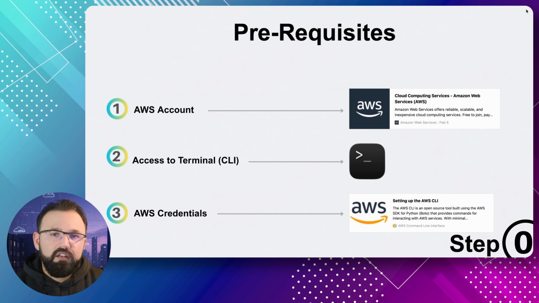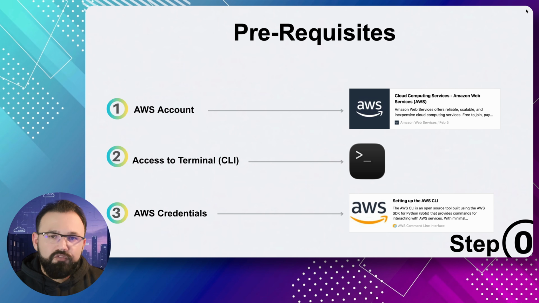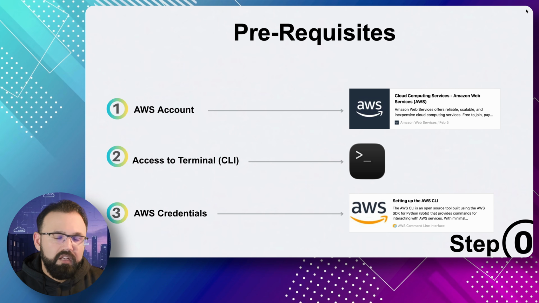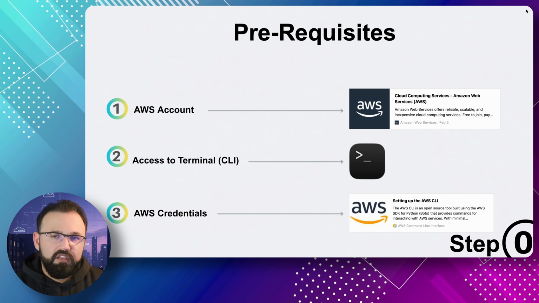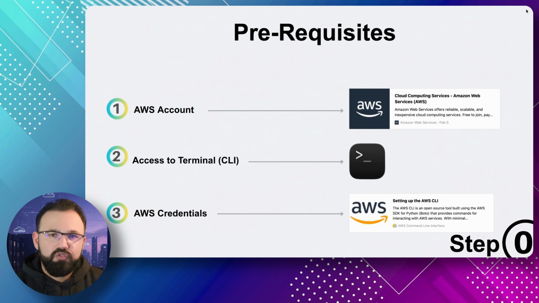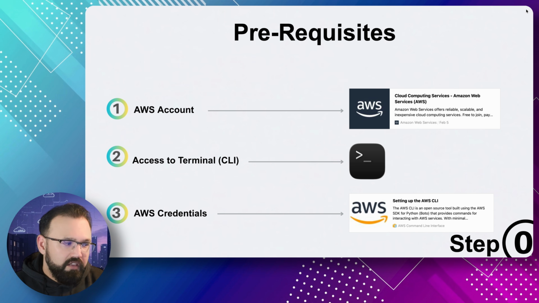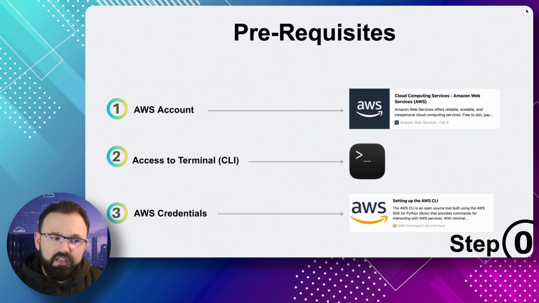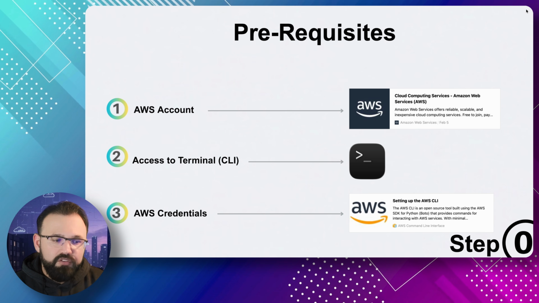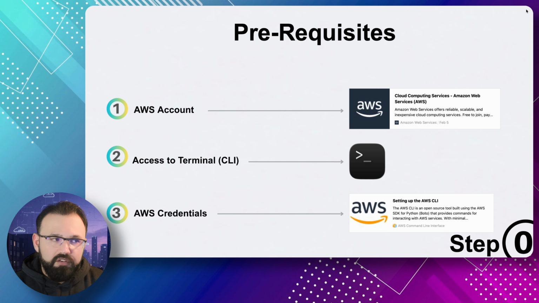But before that, there are some prerequisites that you need to follow. The first and foremost is to have an AWS account. You go to the AWS website, and from there you can register for an AWS account. The second thing is to have access to a terminal or a CLI, command line interface. And thirdly, you need to create AWS credentials for the AWS CLI, which I'll also link below to set up beforehand.